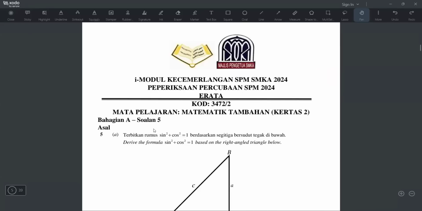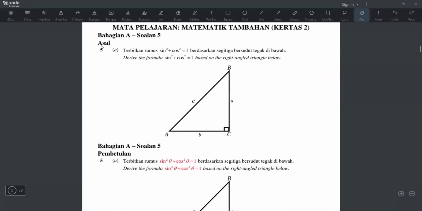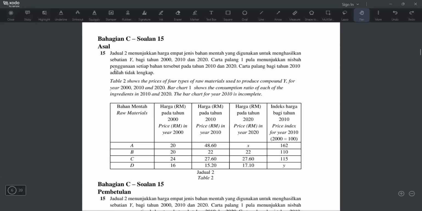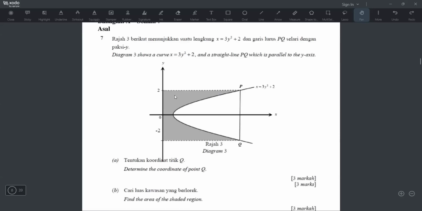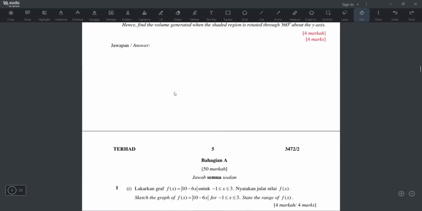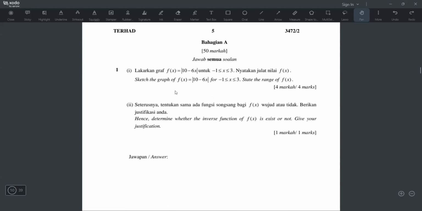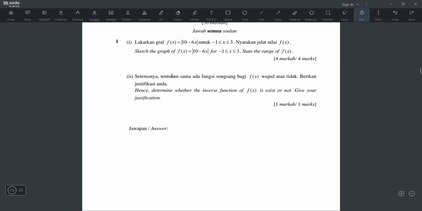Okay, so you can see here there's some pembetulan, right? There's pembetulan in question 5, question 15, question 8, and question 7 also. But it's okay. Later, when I reach those questions, I will mention the pembetulan, okay? Now we are at question 1.